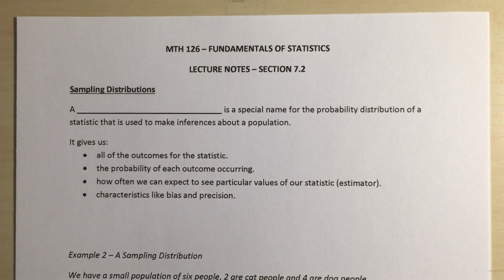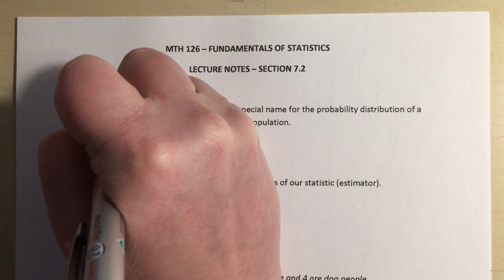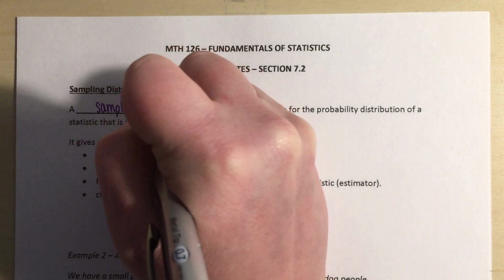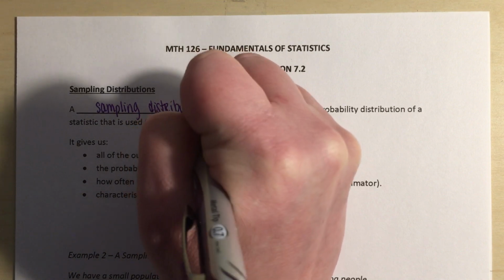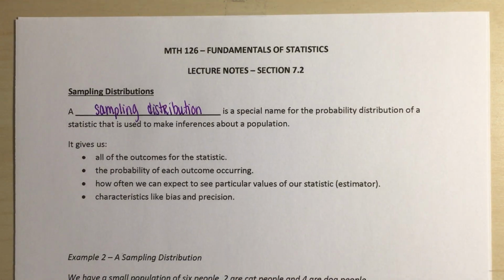Right, so this next example that we're going to go through, we're going to walk through an entire sampling distribution problem. A sampling distribution is a special name for the probability distribution of a statistic that is used to make inferences about a population. Sampling distributions give us all of the outcomes for the statistic, the probability of each outcome occurring, how often we expect to see particular values of our statistic, and it also will give us characteristics like bias and precision.